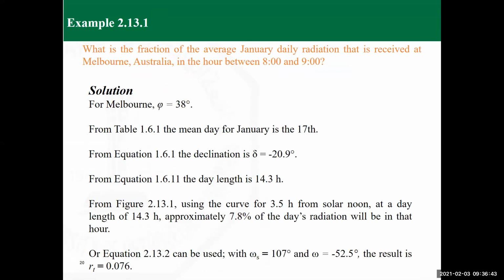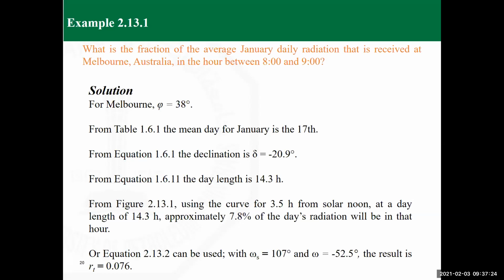What is the fraction of the average January daily radiation received in Melbourne, Australia, between 8 and 9 o'clock? So for Melbourne, you find that phi, the latitude angle, is 38, and the mean day of January is the 17th of January. You get that from table 161. From equation 161 for calculating the declination angle, you get minus 20.9. And the day length, capital N, is 14.3.